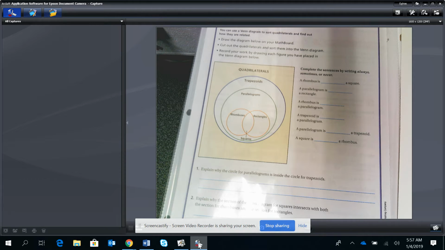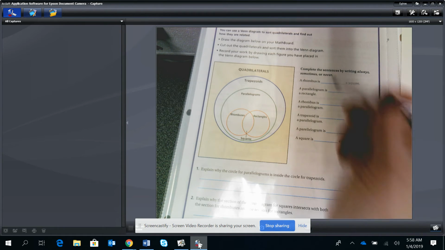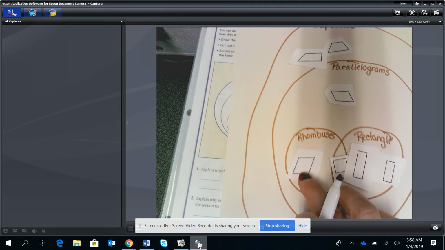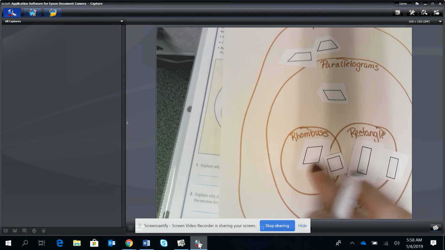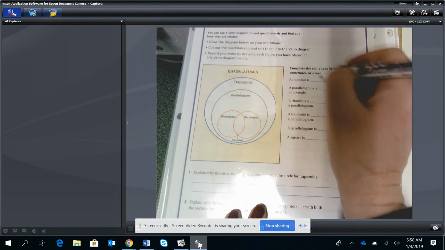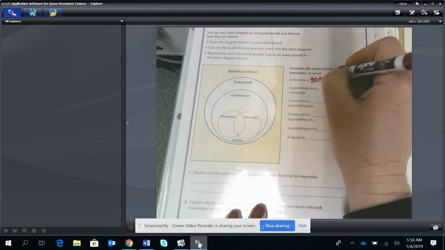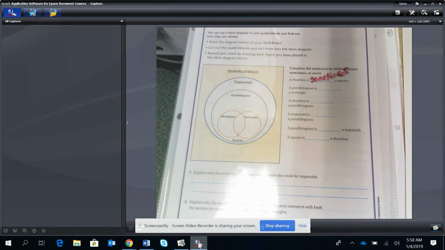A parallelogram is a rectangle. I would say it is sometimes a rectangle, because these are parallelograms and they're rectangles. But this is a parallelogram, but it is not a rectangle because it doesn't have 4 right angles. A rhombus is a parallelogram. A rhombus is always a parallelogram because a rhombus will always fit the criteria of a parallelogram where opposite sides are congruent.